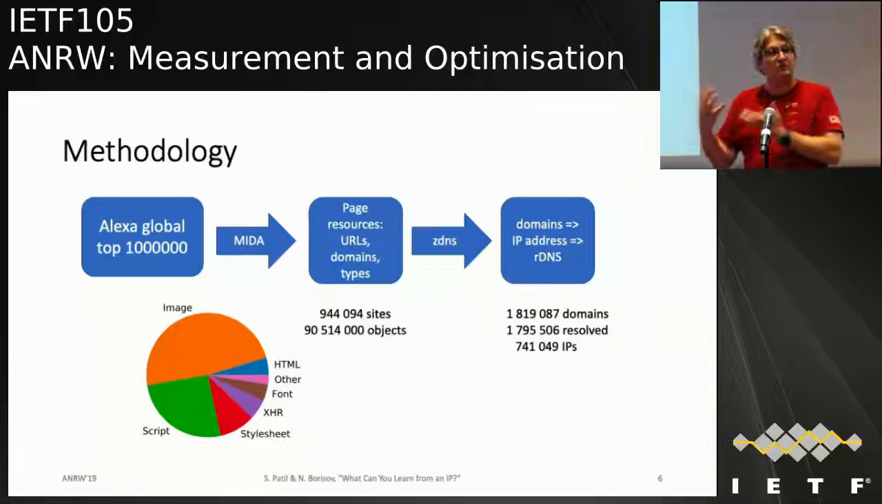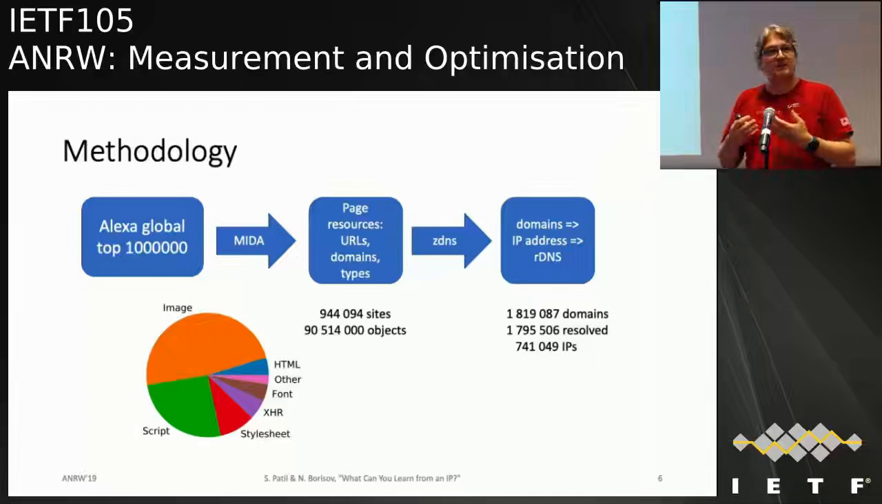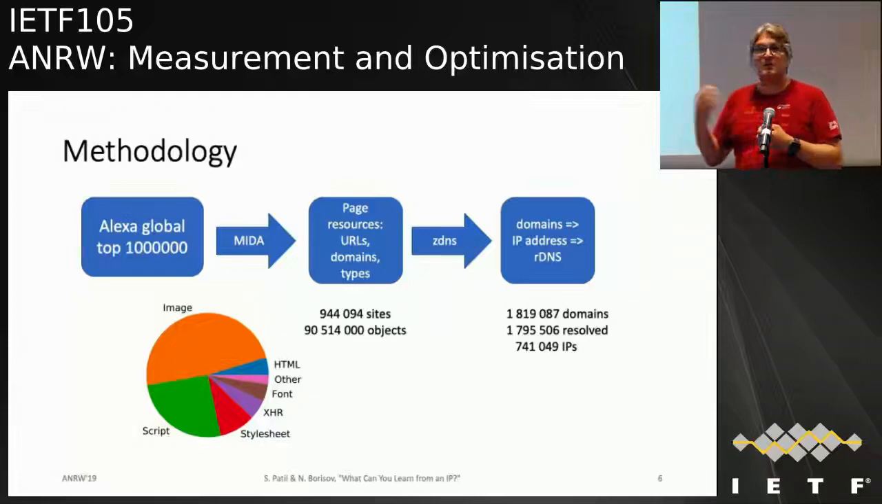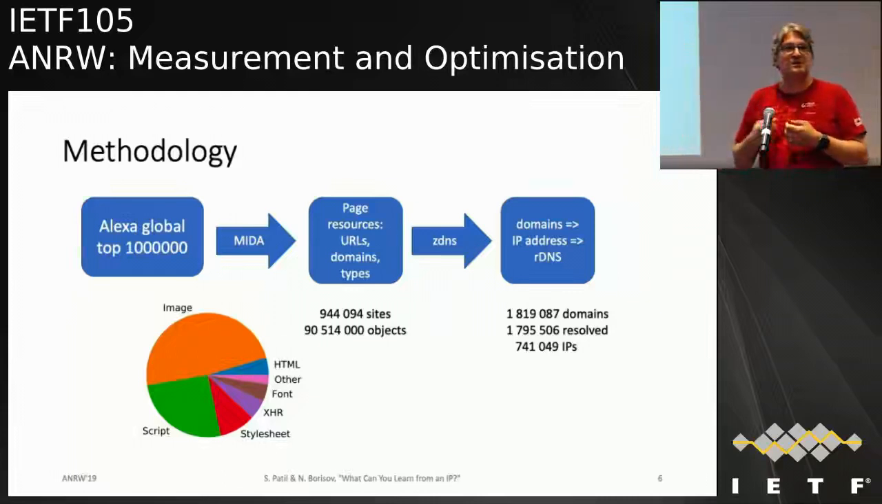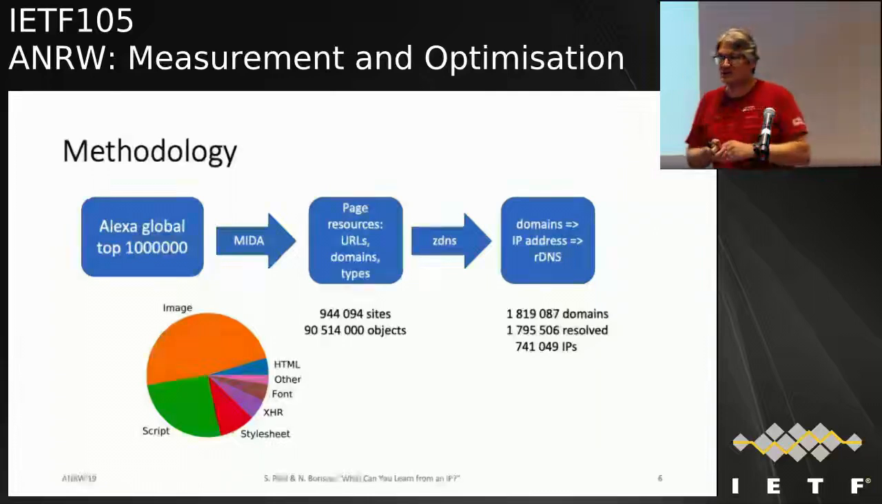Then we extracted all the domain names that are used in these objects and used a bulk DNS lookup tool, ZDNS, to get the mapping from these domain names to IP addresses, and then back from the IP addresses to domain names using reverse DNS. So out of these 90 million objects, about 1.8 million domains were used. We were able to look up almost all of them, I think about 95%, and we got a total of about 740,000 distinct IPs. So many domains mapped to a single set of IPs.